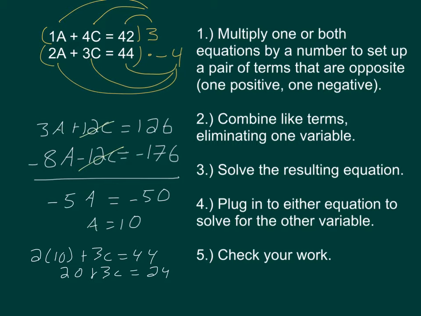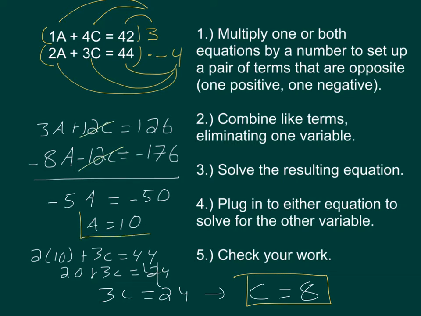When I now subtract 20 from each side, I'm going to get, oops, sorry, I got ahead of myself there. That's not 24, that should be a 44 there. So when I subtract 20 from each side, I get 3c equals 24, which means that c equals 8. So the children's tickets cost $8, the adult tickets cost $10.